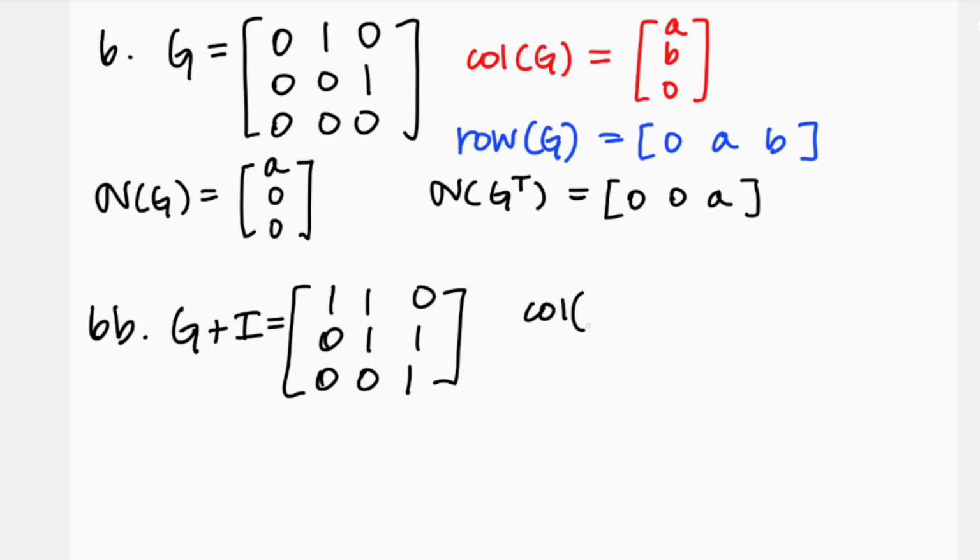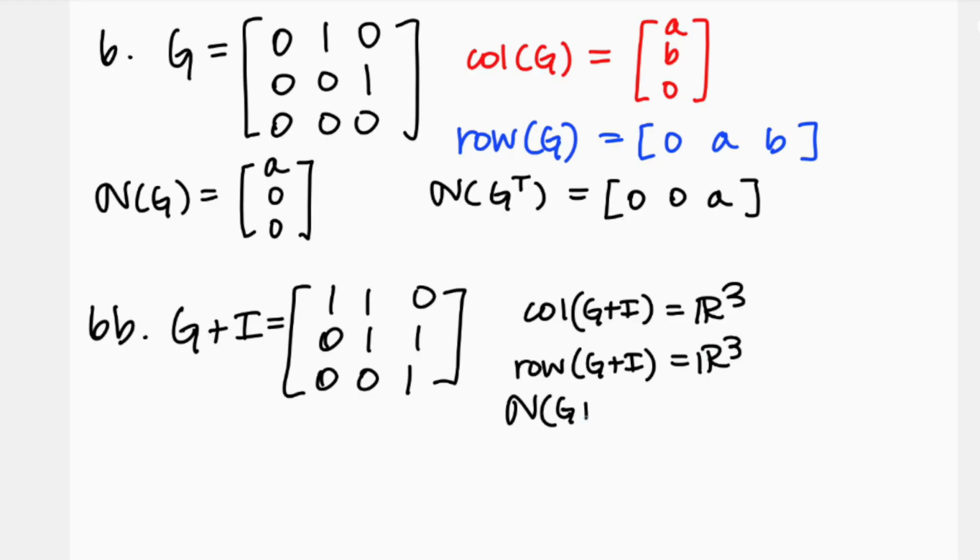Okay, didn't give it a name. Column space of G plus I is all of R3. Let me know if I'm missing something here. Okay, because I don't see what it would be. All right, so that's going to be all for this one.